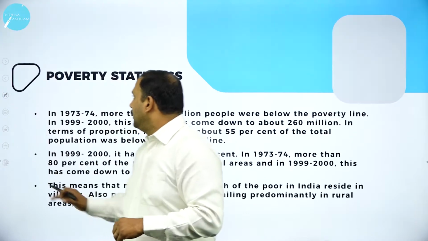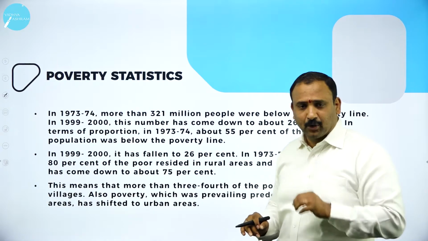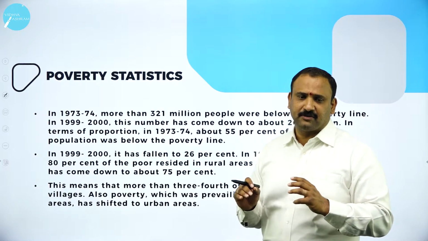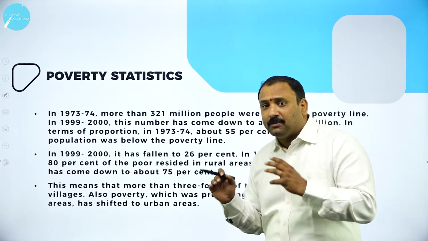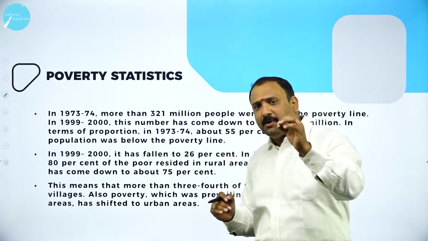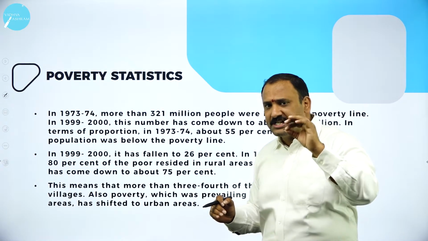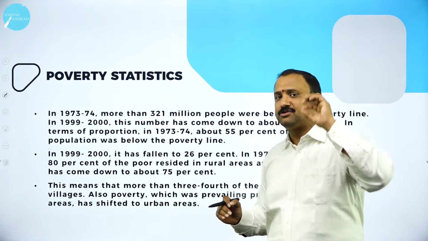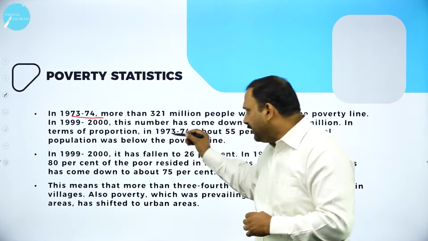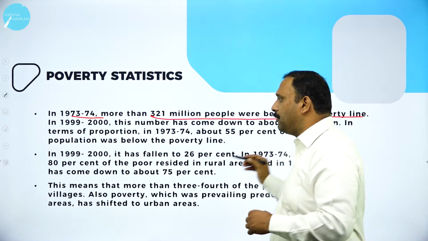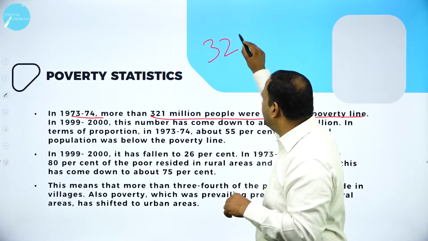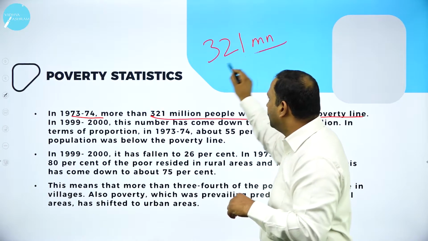Moving forward, poverty statistics. Now, we are going to talk about some numbers, though I know the numbers might not matter to us at this juncture, because they are quite old. But still, these numbers will throw us a picture where we can understand, estimate, and go forward in terms of poverty eradication. So, starting from the year 73-74, more than 321 million people were below the poverty line. So that's a number for us to first understand. 321 million people below the poverty line. Quite a big number we are talking about.